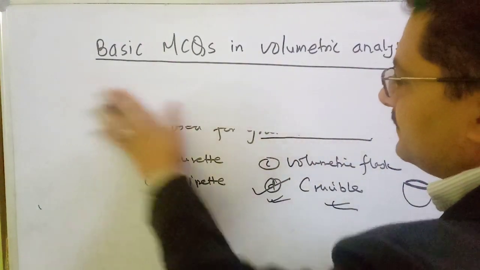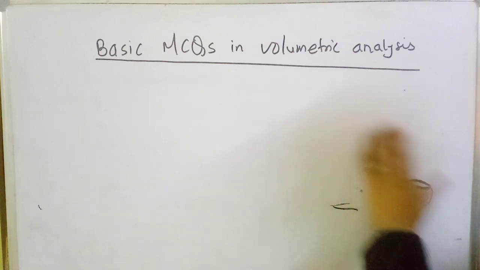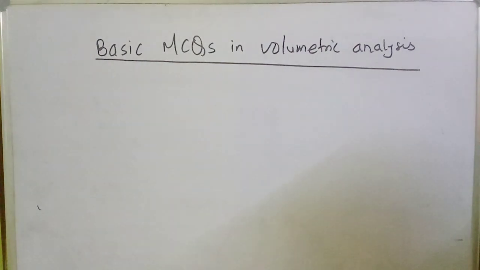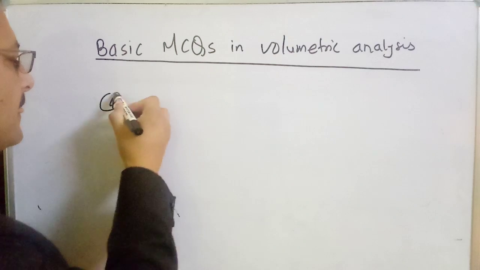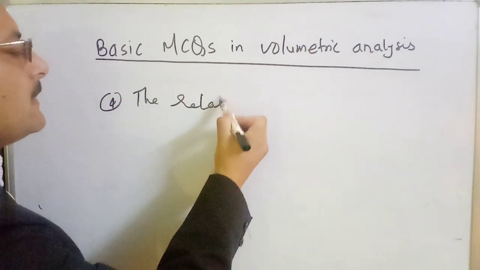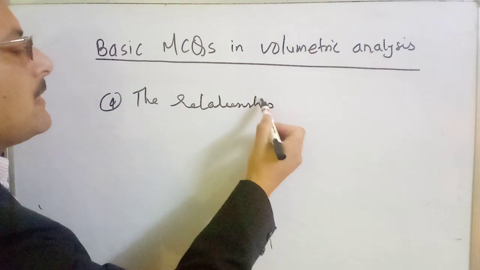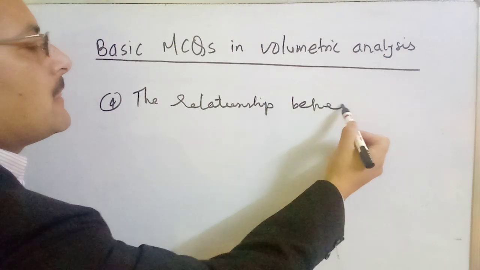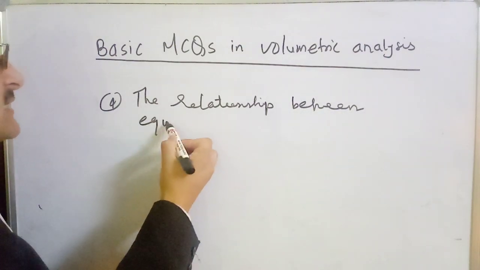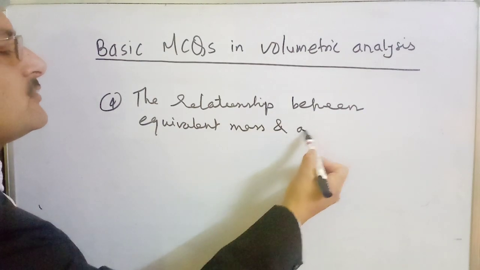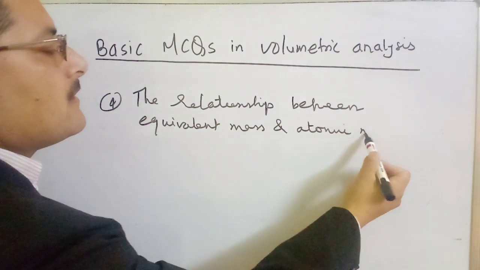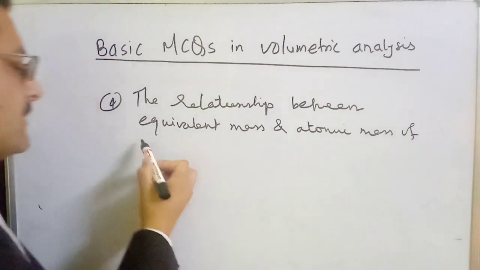Let us go to number 4. Which of the following relationships shows the relationship between equivalent mass and atomic mass of an element?